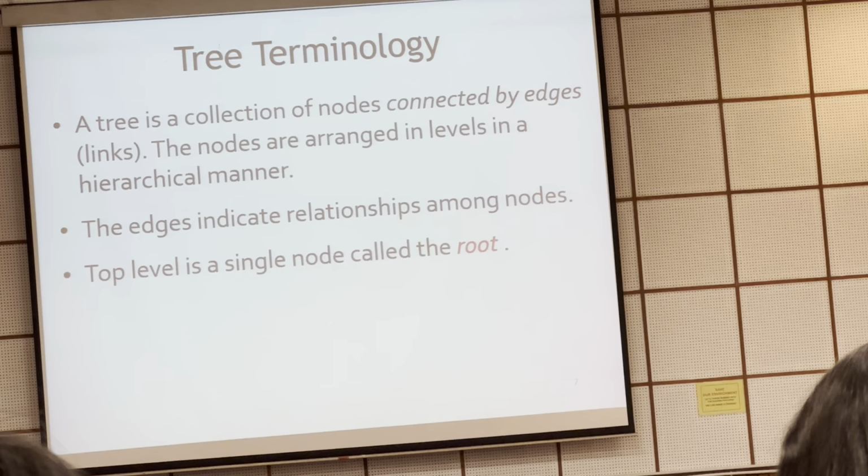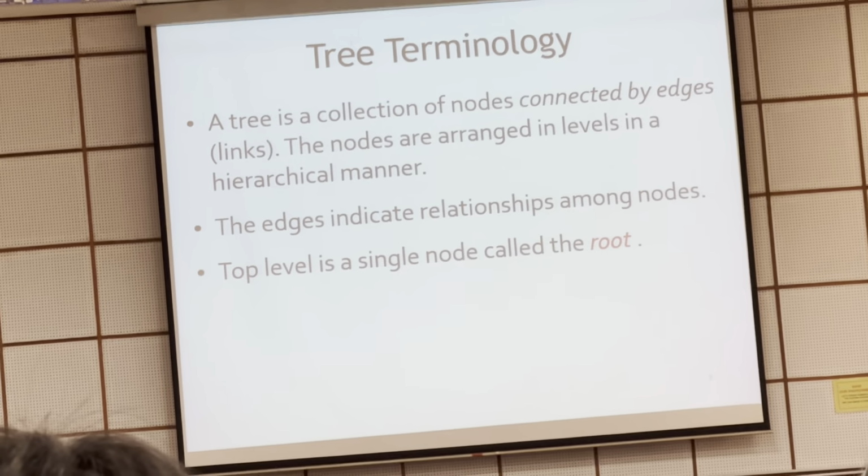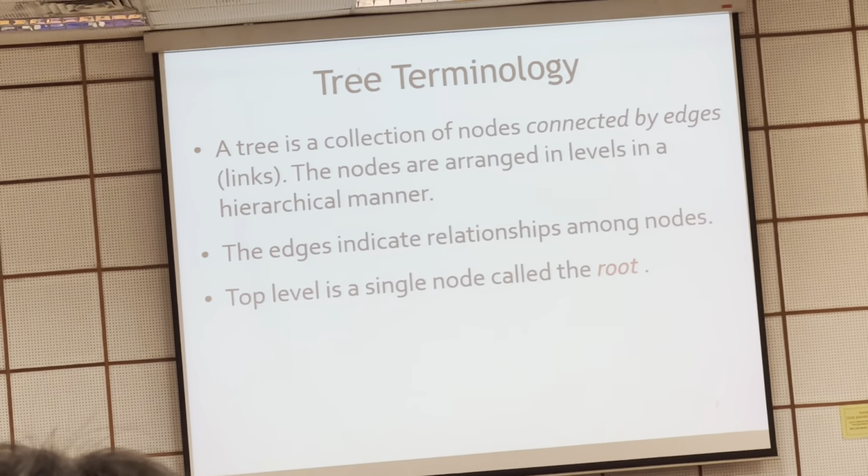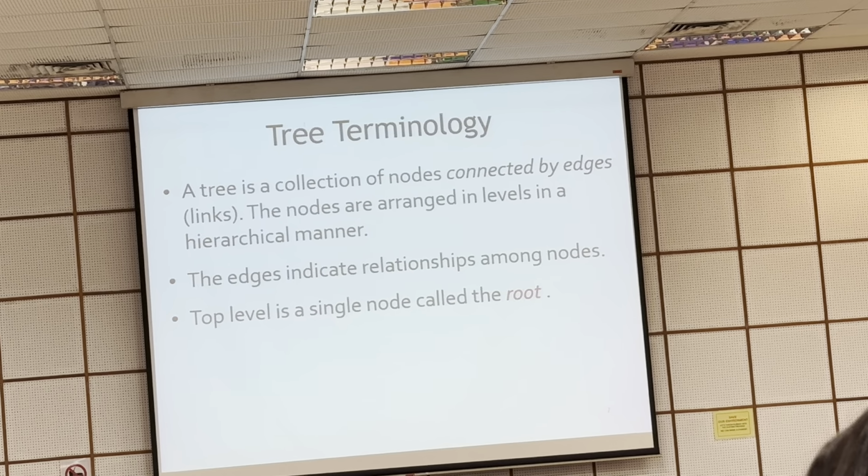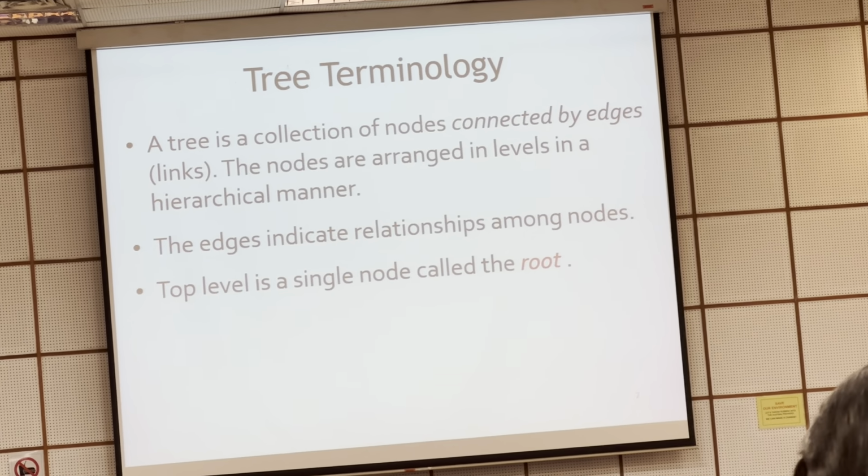Alright, connected by link. The nodes are arranged in levels in a hierarchical manner. Remember our linear collections, for example list, stack or queue, it's a linear collection of elements. A tree is a collection of nodes connected by edges, or connected using links. The edge indicates the relationship among the nodes. The top level is a single node called the root.